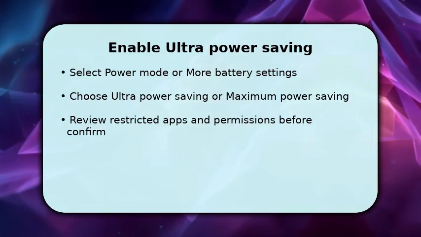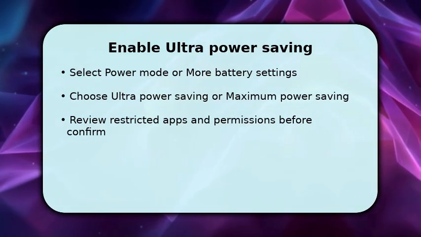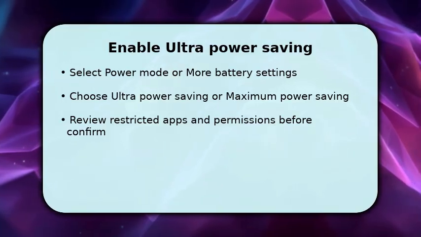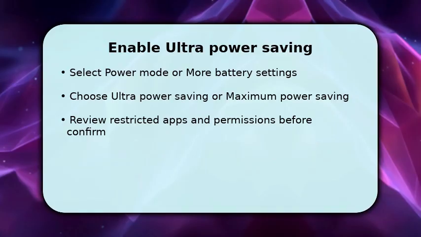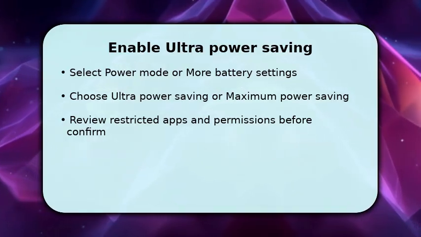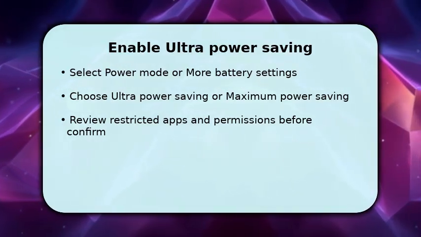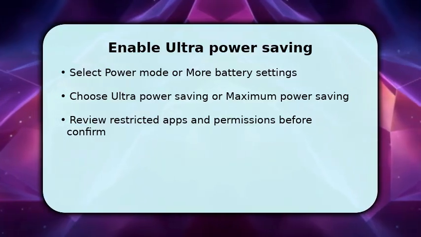You must confirm which apps remain active. Tap Allow Apps or Manage Apps to keep essential ones like phone and messages. After adjusting, press Turn On or Apply. The phone will switch to a simplified home and conserve maximum energy.